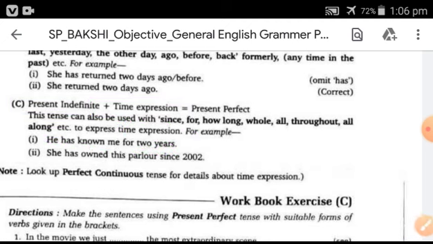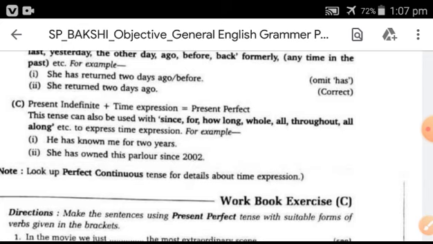In the previous slide I discussed that when a past time expression is used, we have to use past indefinite. But here, when this time expression is used, we have to use present perfect, not past indefinite or any other. Let us check it out with another example.